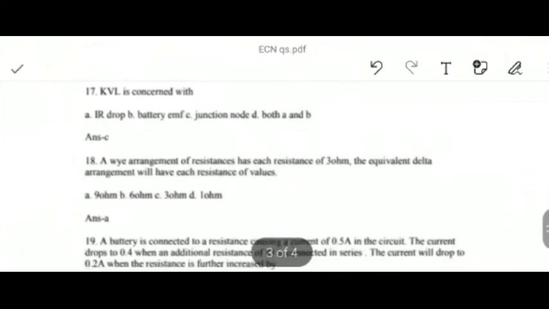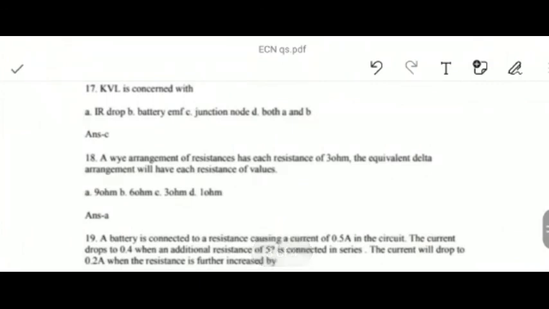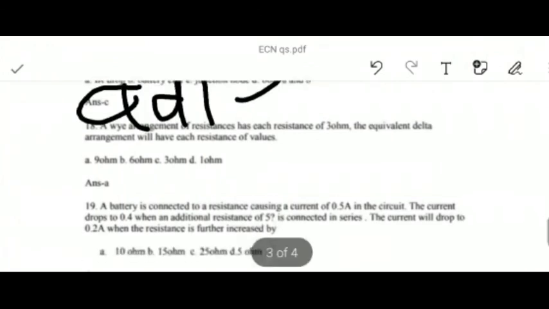KVL, Kirchhoff's voltage law, is concerned with the IR drop and junction node, IR drop and battery EMFs, both A and B. Option D will be the correct answer. Option C is not, here option D will be the correct answer, IR drop and battery EMFs. So here option D will be the correct answer.